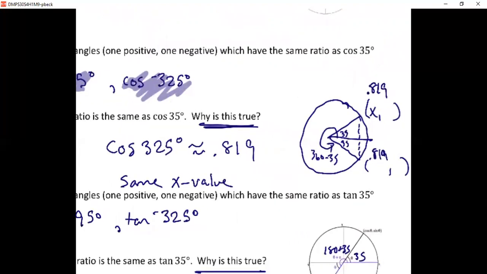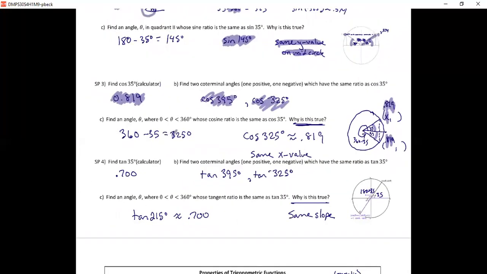Okay, so if I want to have the same cosine ratio, I need to have the same x value. That same x value is going to occur in quadrant 4. So if I take 360 minus that 35 degrees, I'm going to get 325 degrees. And if we check in the calculator, the cosine of 325 degrees is indeed 0.819 as well.